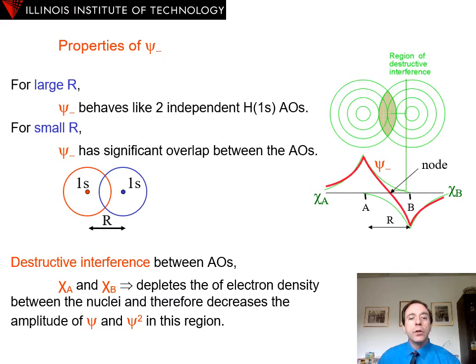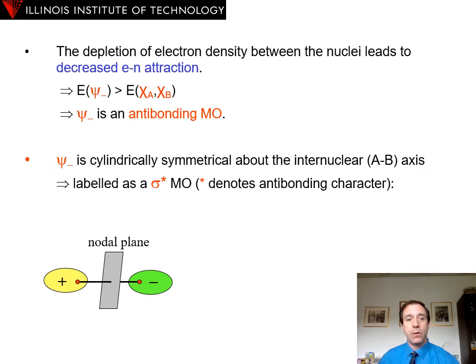This is a worse arrangement for the electrons to be in as far as energetics is concerned. This is why it is called the anti-bonding orbital. So in an anti-bonding orbital, the energy of the psi minus is greater than the energy of the two individual atomic orbitals had we not allowed them to bond. So that is the anti-bonding molecular orbital.